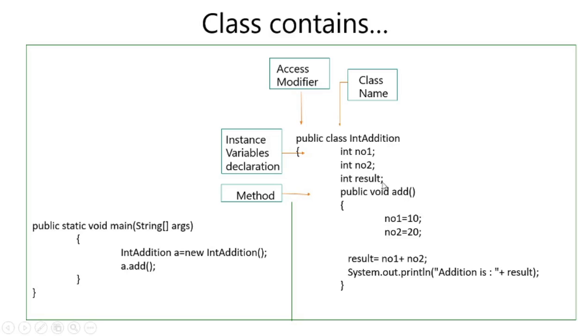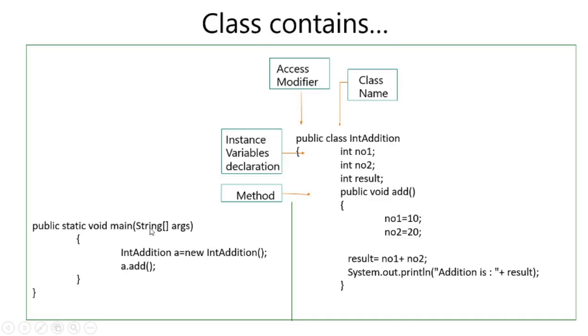Then add is the method, and this method has initialization of these two integers, that is number1 and number2, and then addition of these two numbers is stored into this result, and that result is displayed here. That is System.out.println, addition is, and then the value of result. So this is the user defined method.